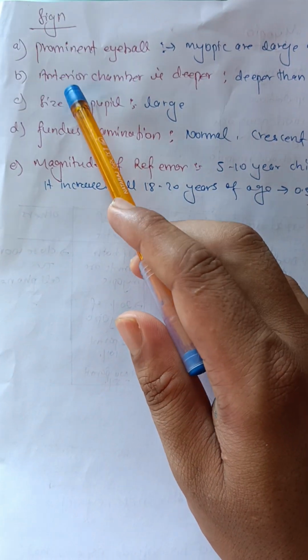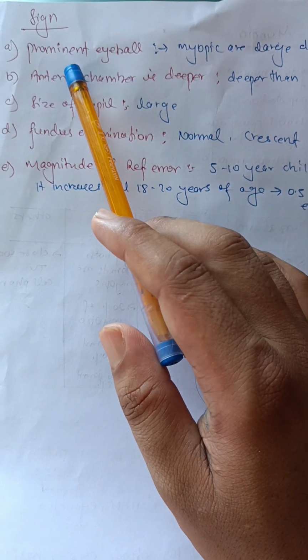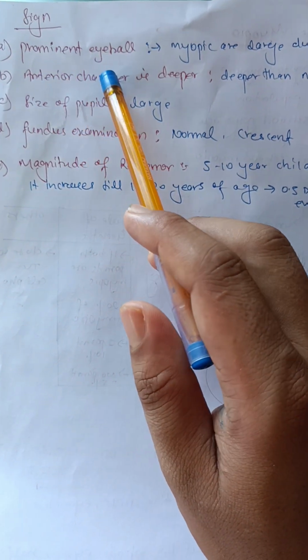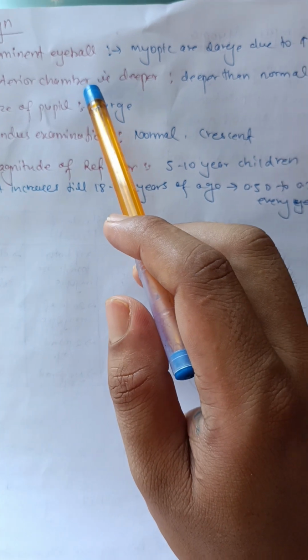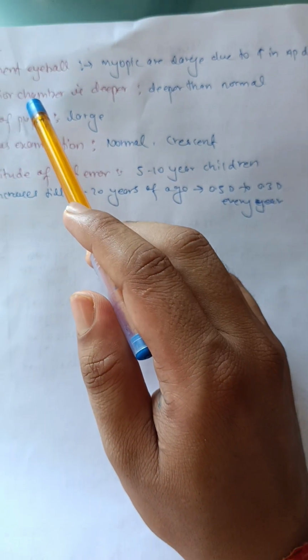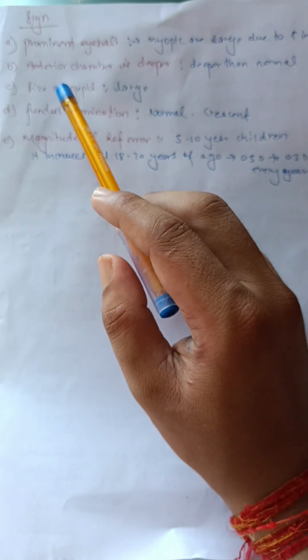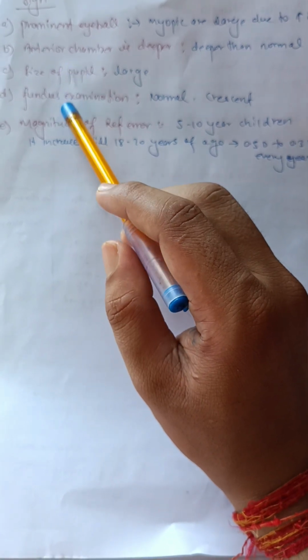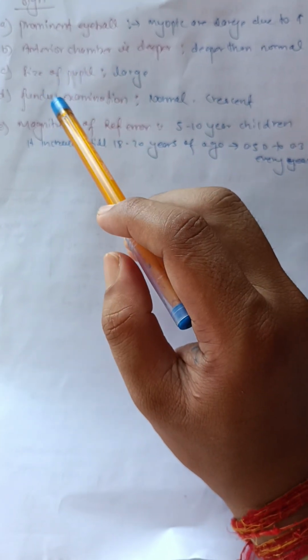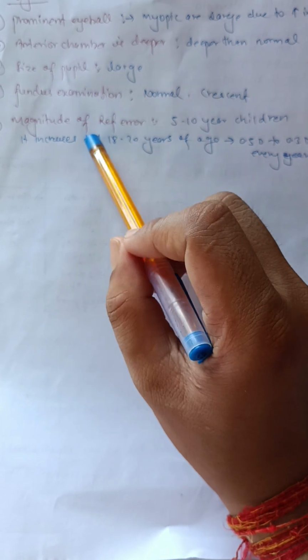So what are the signs of simple myopia? That is prominent eyeball, myopic or large due to increase in anterior posterior diameter, and anterior chamber is deeper than normal. Size of pupil is large. Fundal examination is normal or may be crescent shaped.